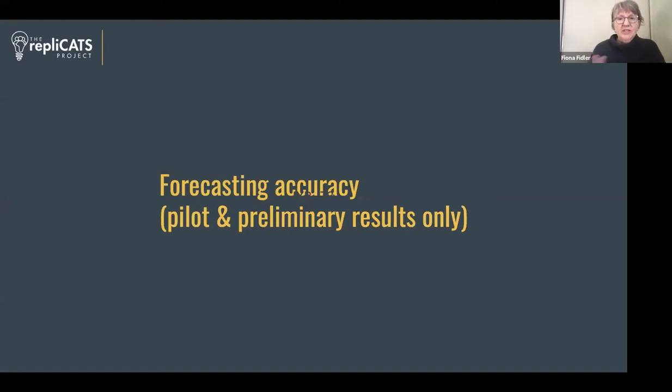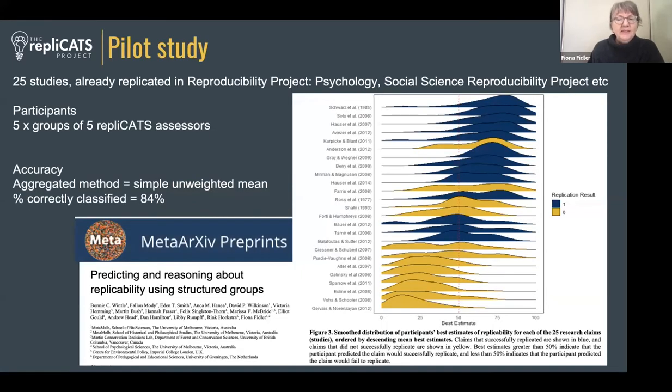Now I want to talk through just quickly some of our pilot and preliminary results, our accuracy results. So how well this elicitation model we're using is performing. This data is from a pilot study that we did. We took 25 studies. These were studies not from the SCORE program corpus. These are 25 studies that had already been replicated in previous replication projects. And we asked five of our participant groups to go through the regular protocol to assess these, and our classification accuracy using the simple unweighted mean for these studies was 84%.